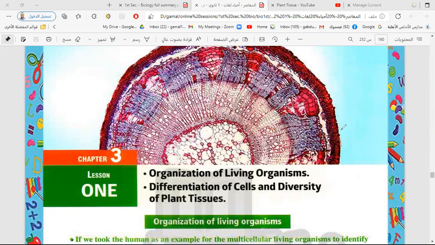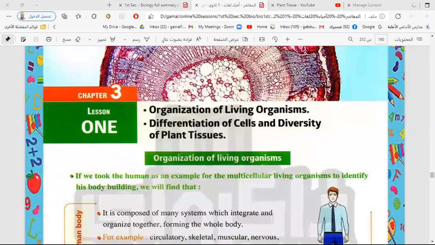Welcome to a new lesson, a new chapter in biology, chapter 3, lesson 1. We are talking here about the organization of living organisms and differentiation of cells and diversity of plant tissues. So we are talking about the differentiation between plant cells and tissues. You know that the plant is made of cells. Any living organism is made of cells.